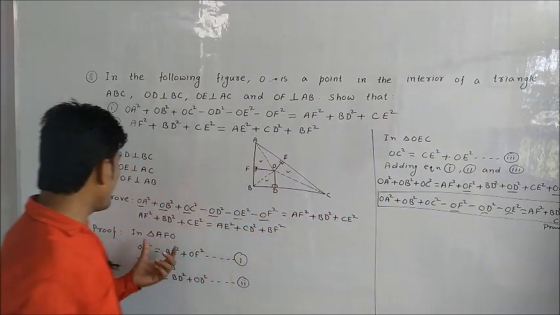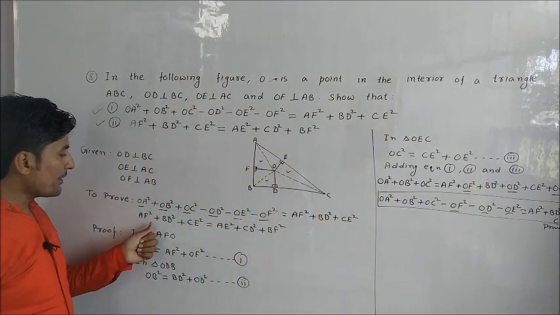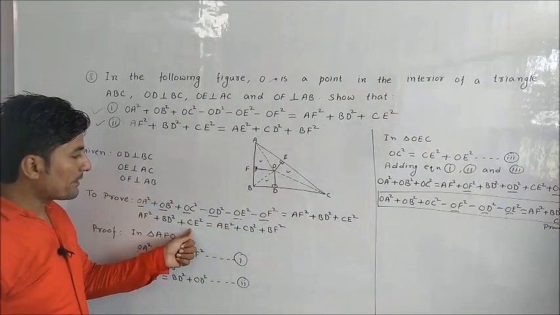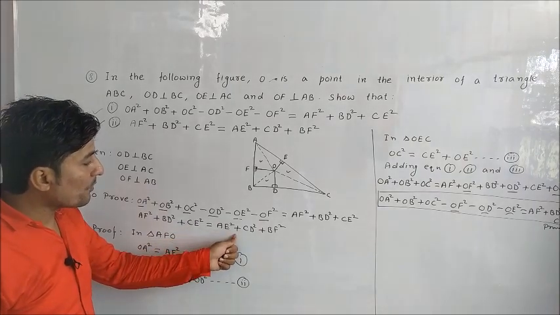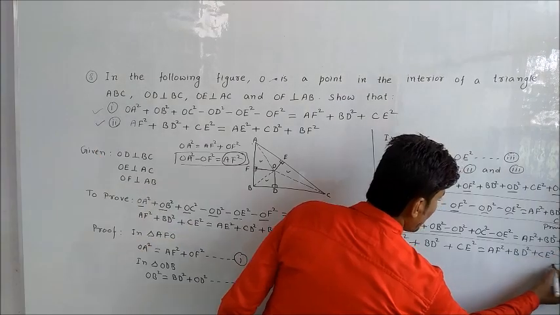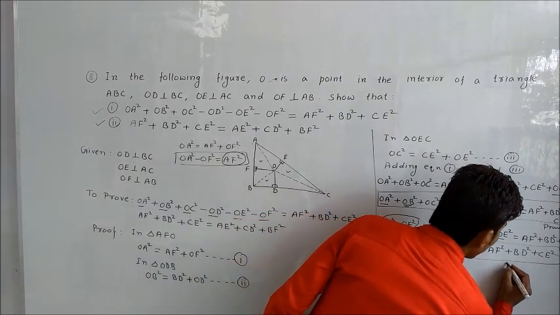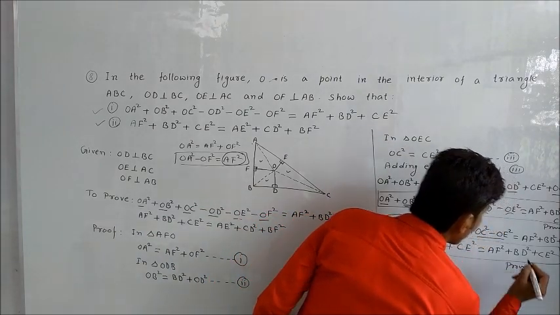Now in the second part of the question we have to prove that AF square plus BD square plus CE square is equal to AE square plus CD square plus BF square. The second part is also proved.